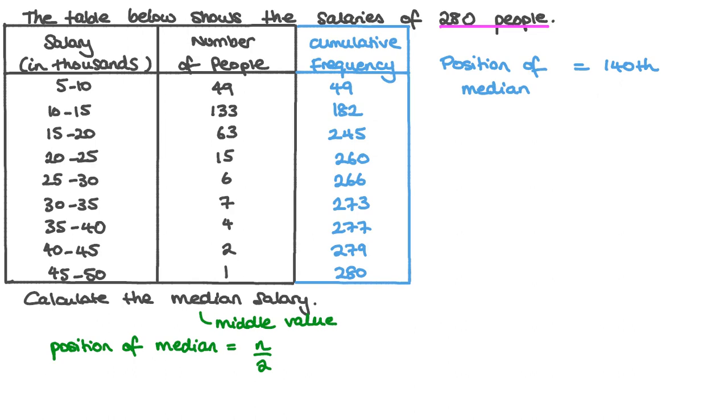But where does the 140th person appear? Well, we can see that 49 people earn up to 10,000 and 182 people earn up to 15,000. That tells us that the 140th person must lie in this second interval. They must earn between 10,000 and 15,000.